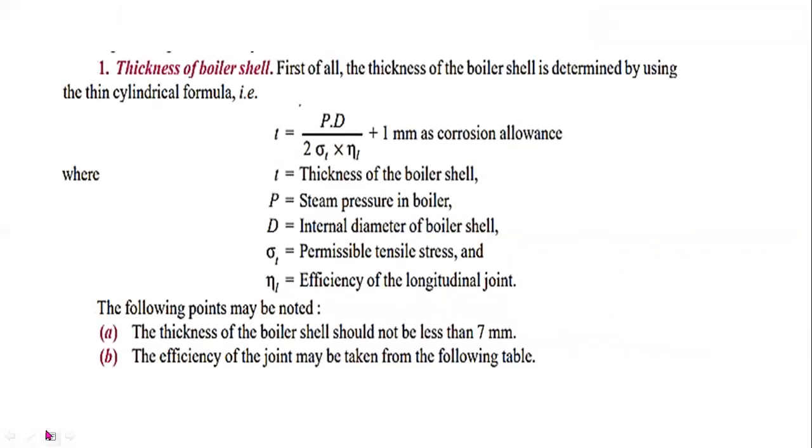Now this is the formula for thickness of the boiler shell. From this formula you have to determine the suitable thickness of the boiler shell. In this equation you have to consider 1 mm for corrosion allowance. Zeta L is the longitudinal joint efficiency, P is the maximum inside pressure in the cylinder or boiler, capital D is the diameter of the boiler, small t is the thickness of the boiler shell.